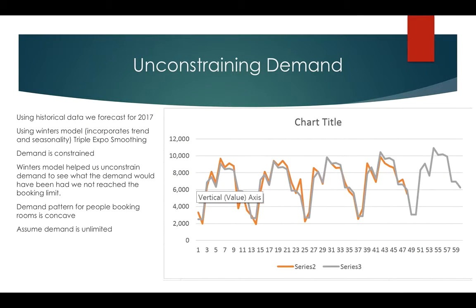We ended up going with Winter's model to try to unconstrain the demand, or triple exponential smoothing, which is like Holt's model but incorporates seasonality. And as you can see from the chart, the fit seems quite good and also gives us a better idea of the additional number of people who might be interested in booking a room had they had the opportunity to.